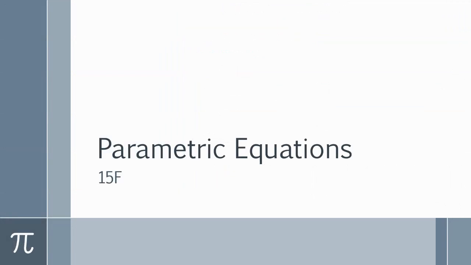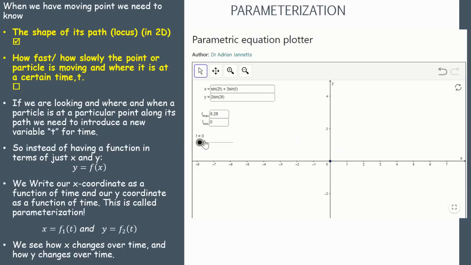13F is all about parametric equations. So when we have a point or a particle that's moving in space, we want to know the shape of its path, and we know how to do that. That's just its locus, generally in 2 dimensions.